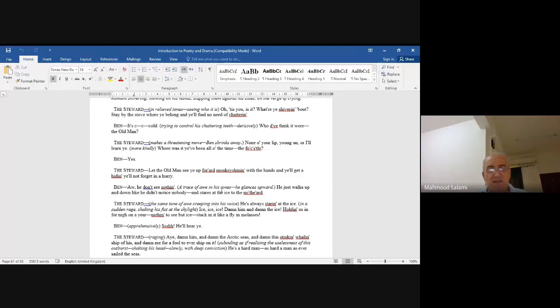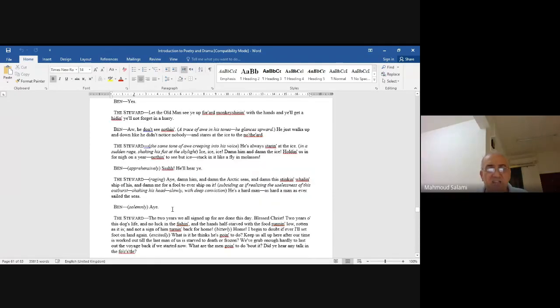Ben apprehensively says, shh, he'll hear you. He's saying to him, shut up, he will hear you. The steward raging: damn him and damn the Arctic seas, and damn this stinking whaling ship of his, and damn me for a fool to ever ship on it. The steward here is so angry, damning everybody. What's wrong with you? Damn him and damn the Arctic seas, and damn this stinking whaling ship, and damn me for a fool.